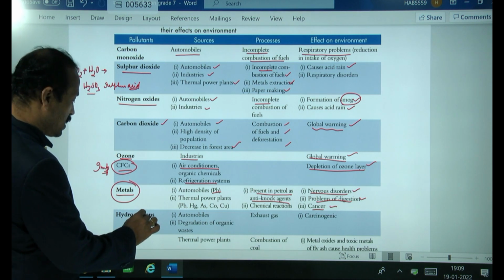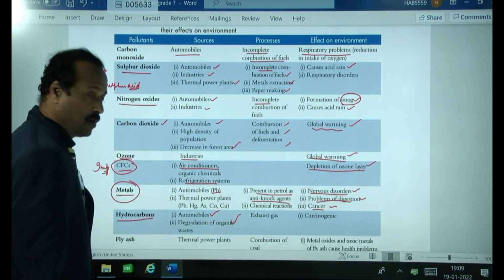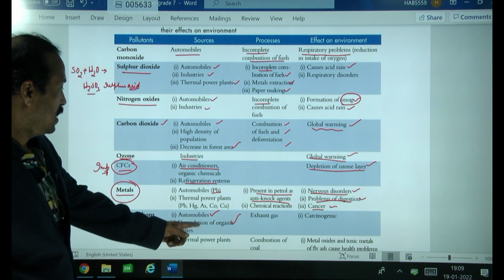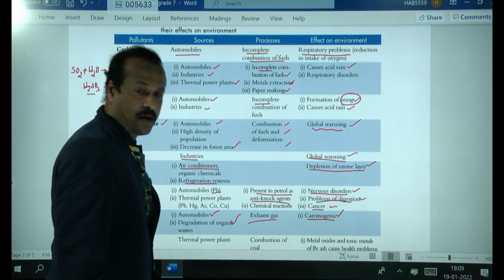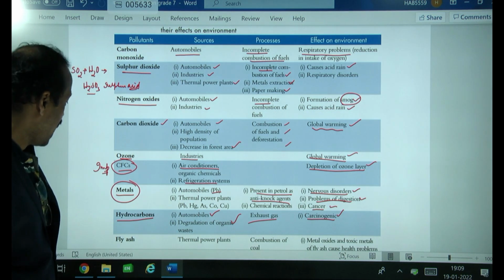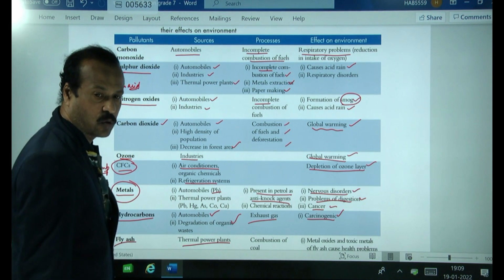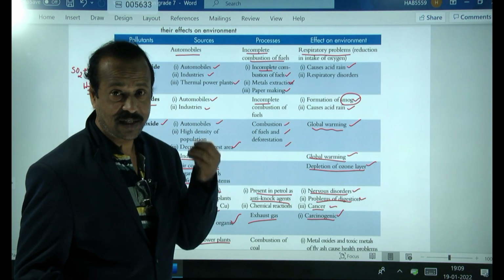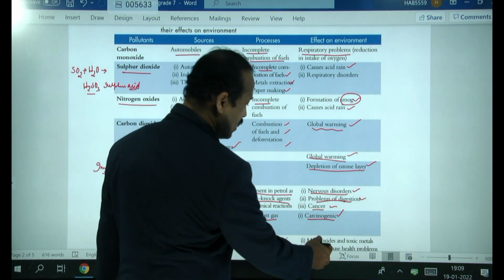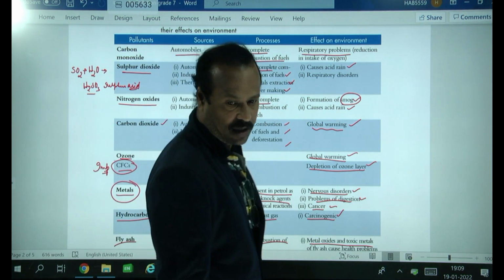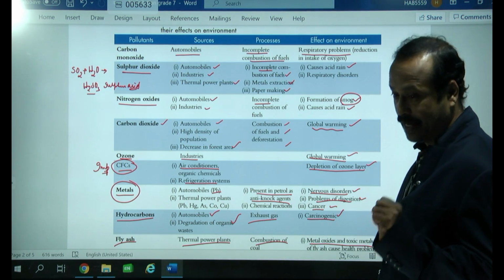Okay. Next, come to hydrocarbons. Hydrocarbons are present in the fuels, and they are released from automobile fuels. These are the exhaust gases. They are carcinogenic; these also cause a type of cancer. And fly ash. This comes from thermal power plants. When you burn wood or coal, ash comes out. This ash consists of particles. These particles are released due to the combustion of coal, and they are also toxic. So these are the important pollutants causing air pollution.